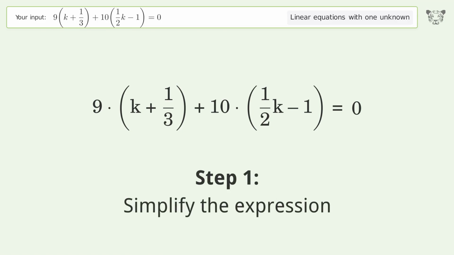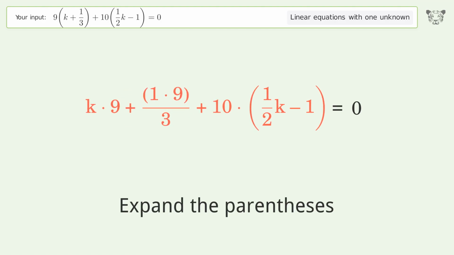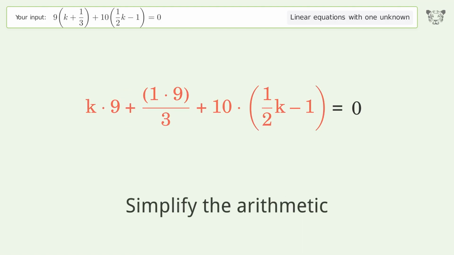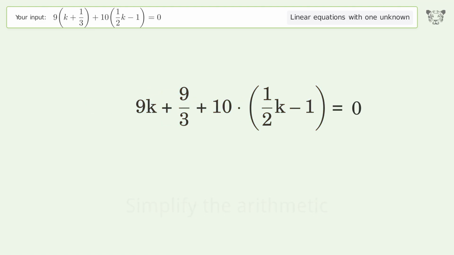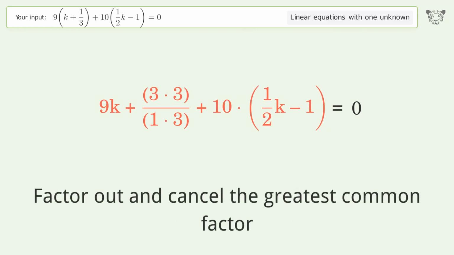Simplify the expression. Expand the parentheses. Simplify the arithmetic. Find the greatest common factor of the numerator and denominator. Factor out and cancel the greatest common factor.